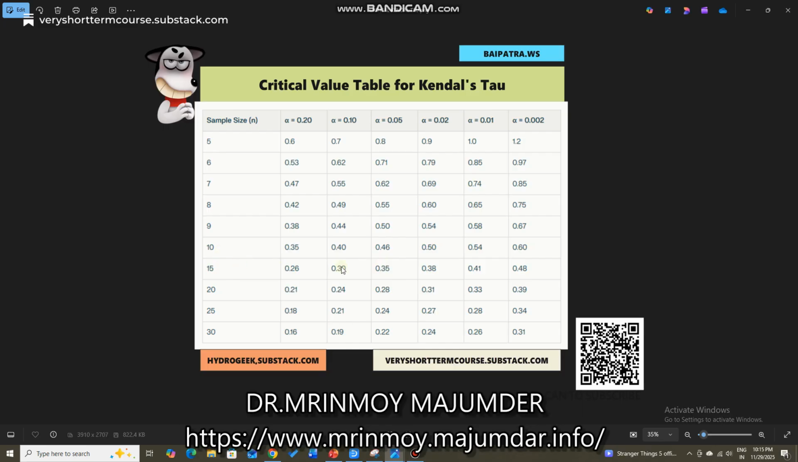I think better you use the unitary method, right? Okay, so for 10, 0.46. So for 12, how much will it be? 0.46 divided by 10, multiplied by 12. That will give you the critical value of Kendall's tau.